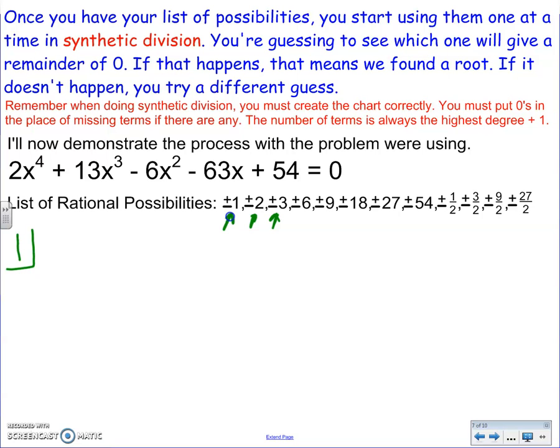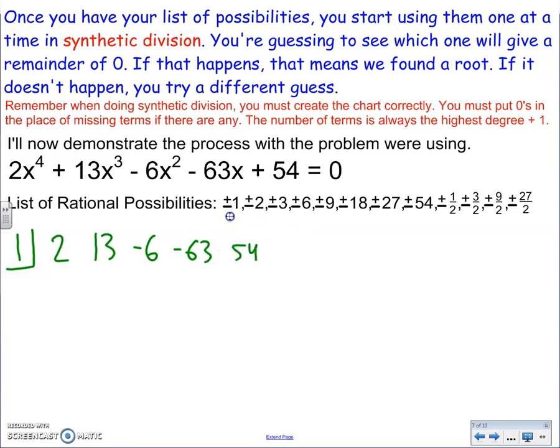Then you have to write all of the terms that we're dividing. The degree is 4, so there are 5 numbers. Next to x to the 4th power is positive 2. Next to x to the 3rd power is 13. Next to x squared is negative 6. Next to x is negative 63. And the constant is 54. So there's 5 numbers there.